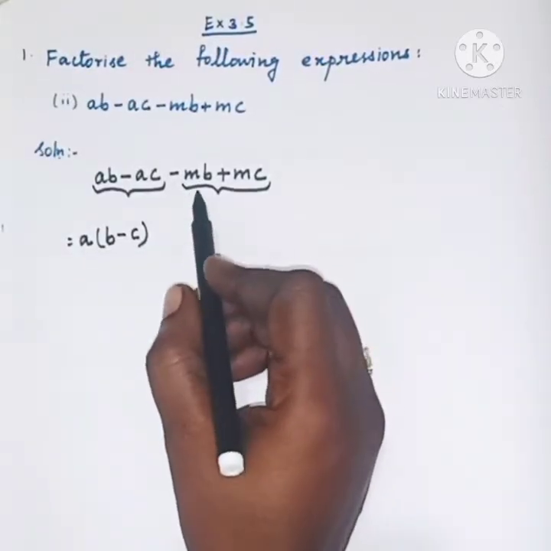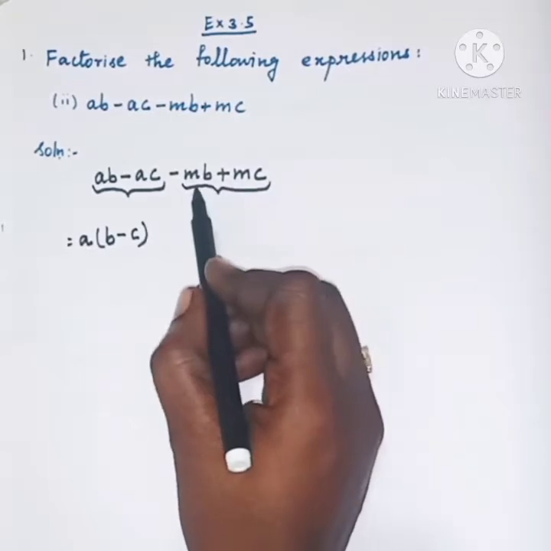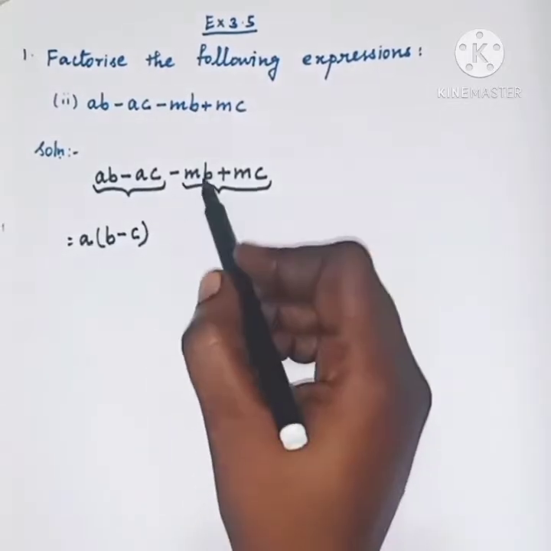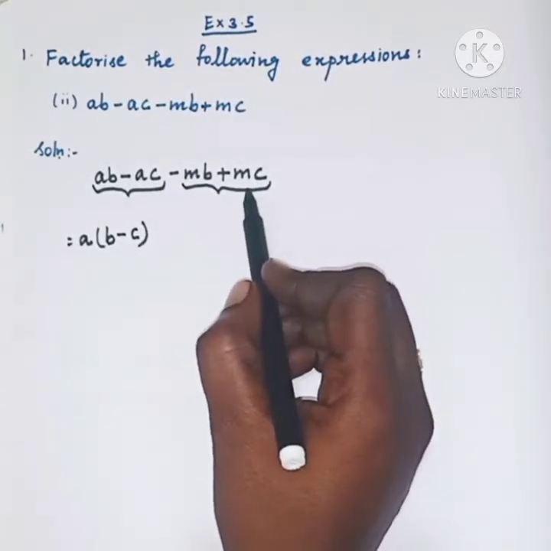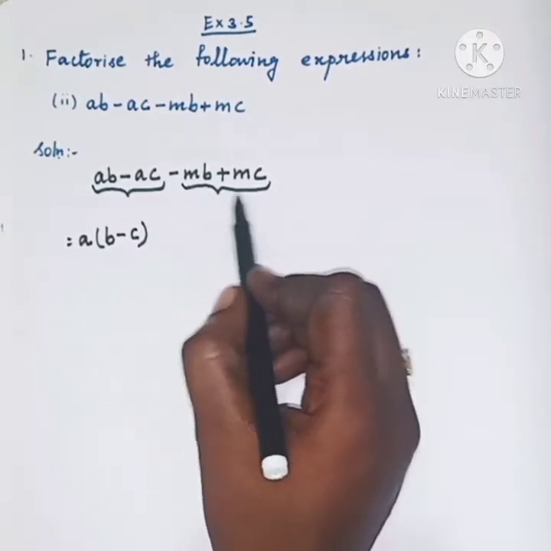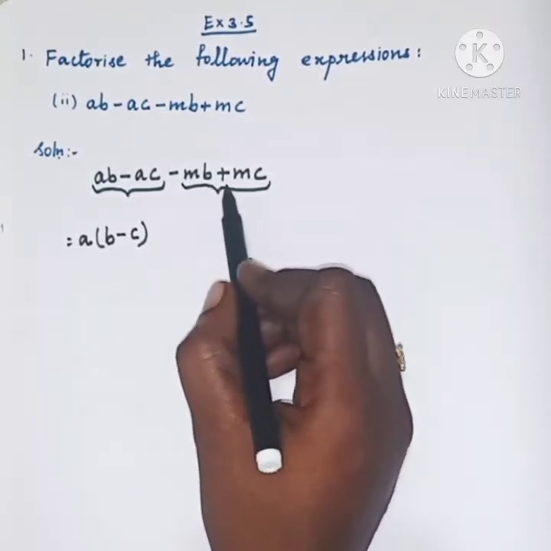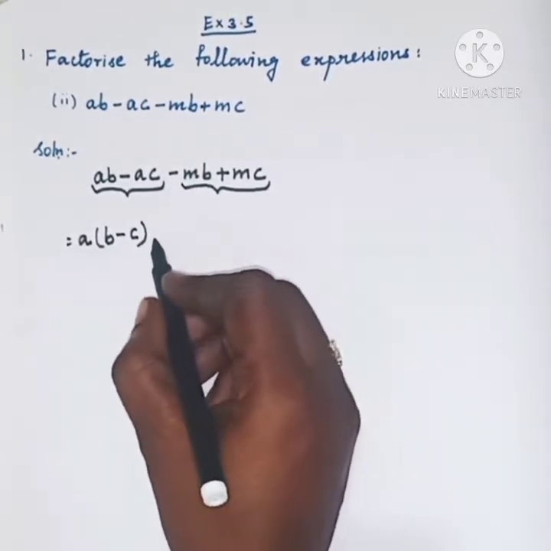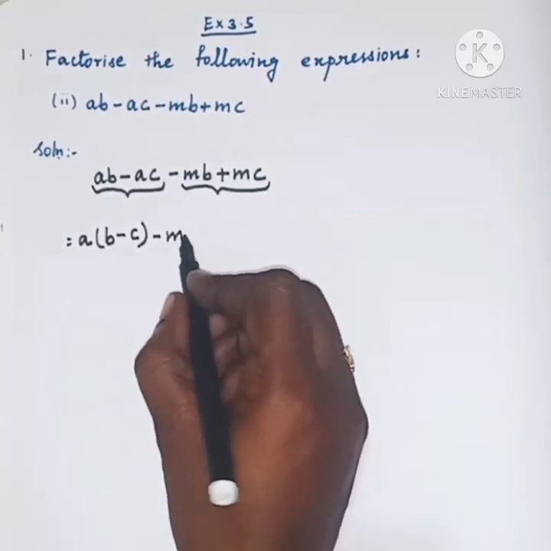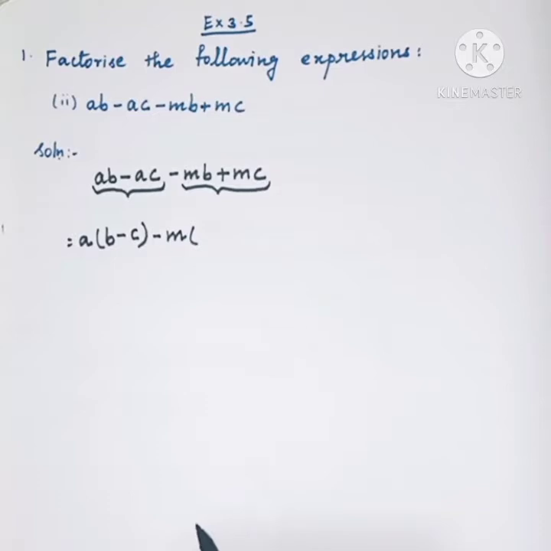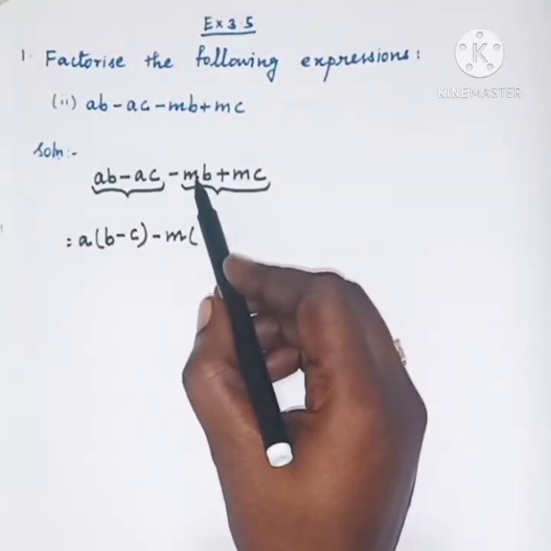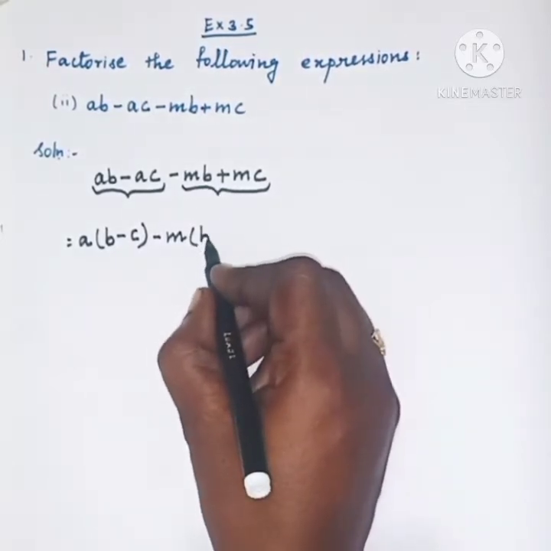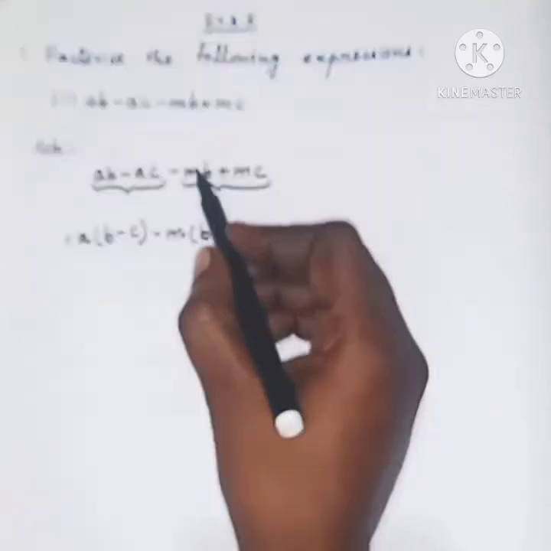Now the remaining two terms are minus mb plus mc. In this third term and the fourth term, what is the common variable we have? The common variable is clearly m in both the terms. So take that m outside. From this third term we took minus m outside, so the remaining variable here is b. So minus m into b, minus mb.